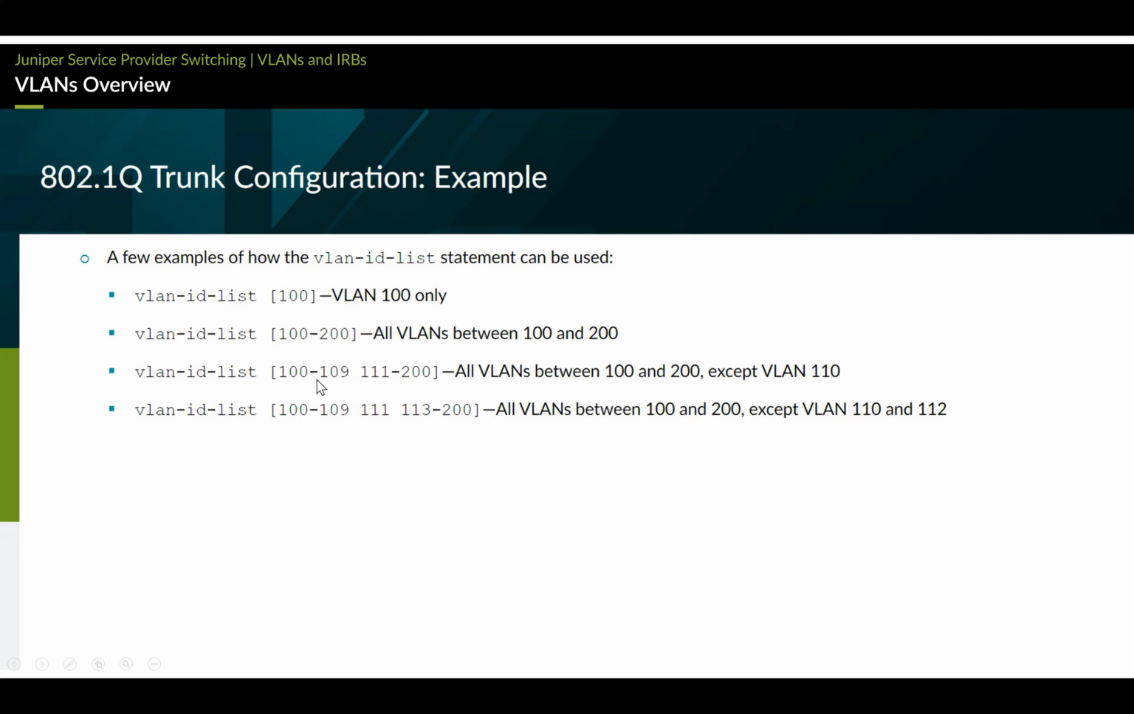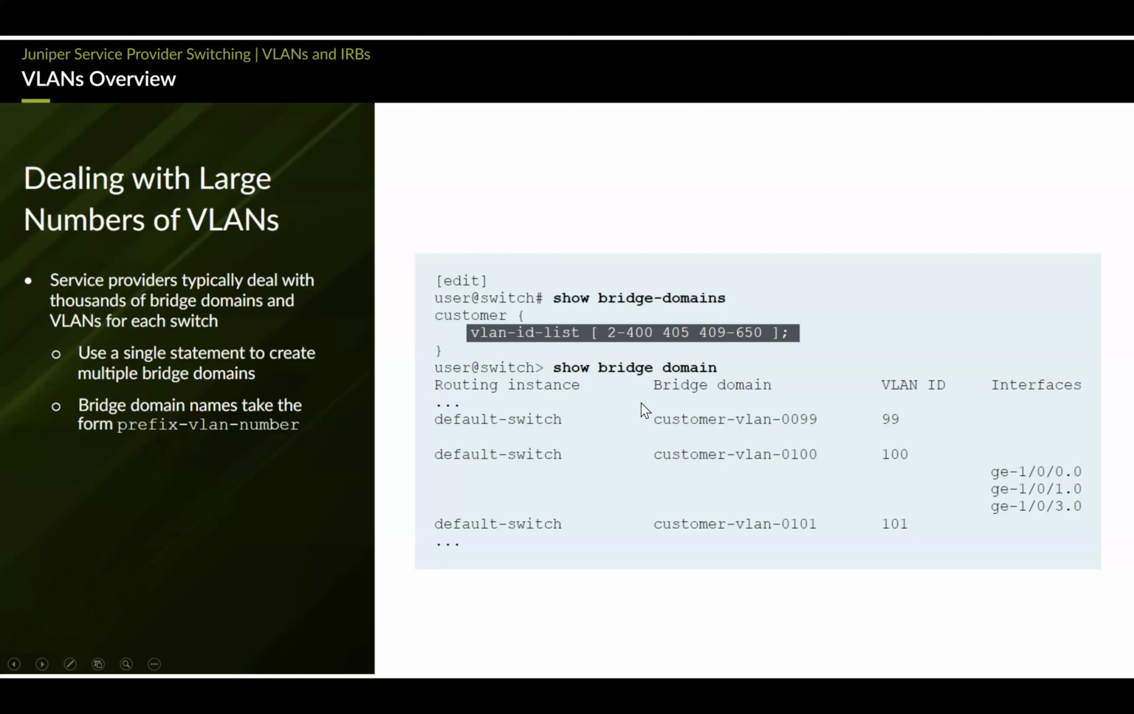100-200. And if you want to add multiple ranges, this is the first one, this is the second one. Okay, for multiple ranges or individual IDs, you can set it like this. VLAN ID list: first one is a range, space, then a VLAN ID, space, then another range. Okay, show bridge domain.